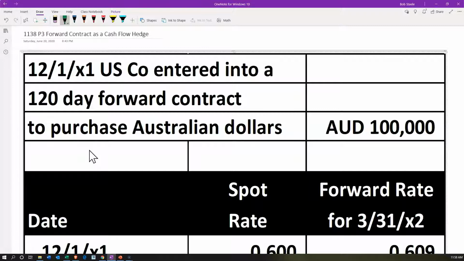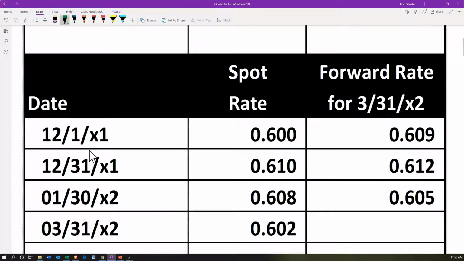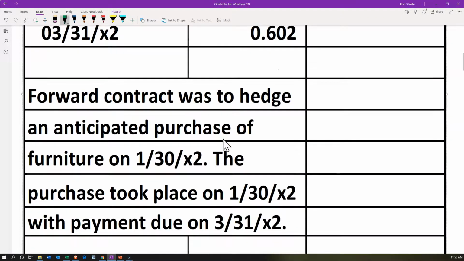So on 12/1, X1, U.S. company, that's us, entered into a 120-day forward contract to purchase Australian dollars. That's 100,000 AUD, which is going to be standing for Australian dollars for us. Then we have the spot rate and the forward rates for the relevant dates, which we'll come back to at a later time. Then we have the forward contract was to hedge an anticipated purchase of furniture on 1/30/2.